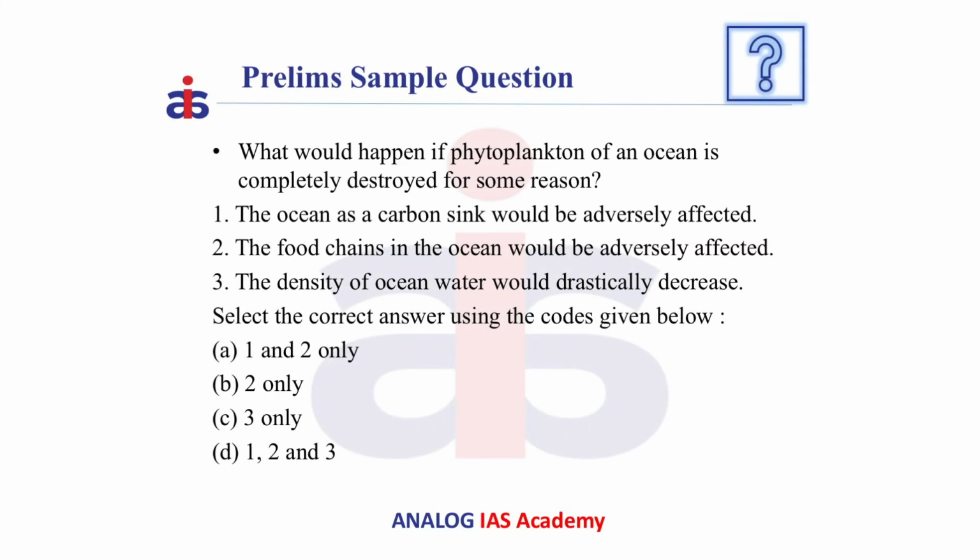Now let us see a question based on this. What would happen if phytoplankton of an ocean is completely destroyed for some reason? Statement number 1. The ocean as a carbon sink will be adversely affected. This is true. Statement number 2. The food chains in the ocean would be adversely affected. This is also true.